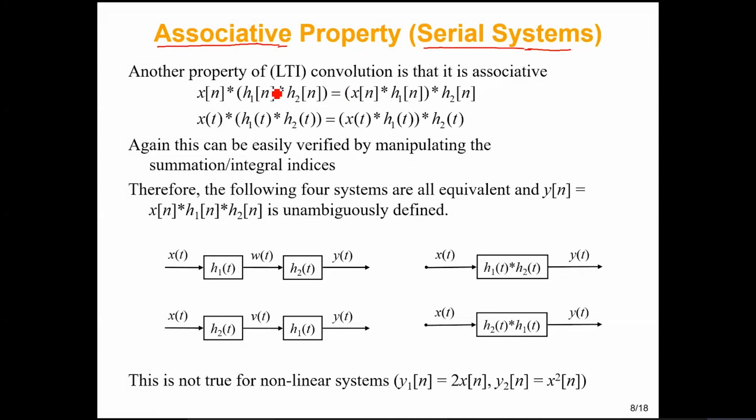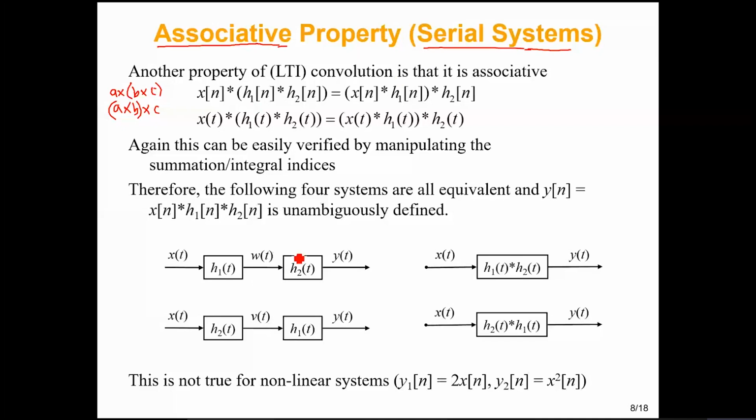We can convolve these two together and convolve the result with x of n, or we can convolve these two and then convolve the result with h2. So this is the associative property, very similar to the property that we see for the multiplication operator. Either we have this or we have this. Both of them mean the same thing. So this actually helps us in simplifying your serial or cascaded systems.